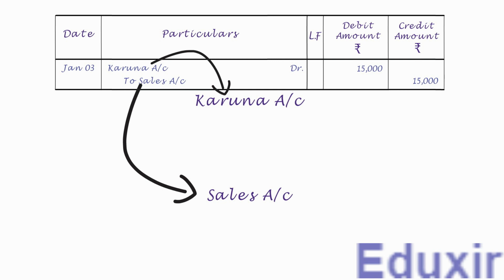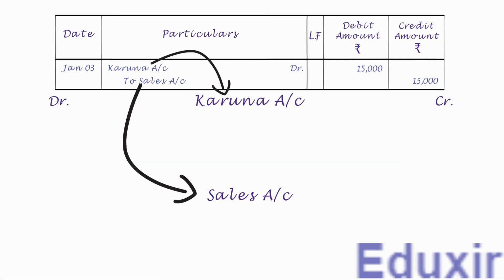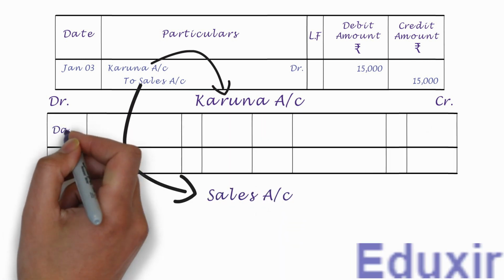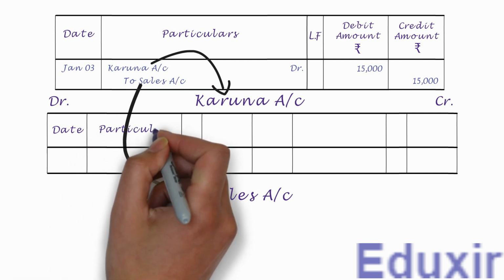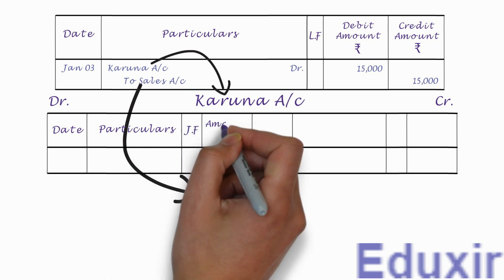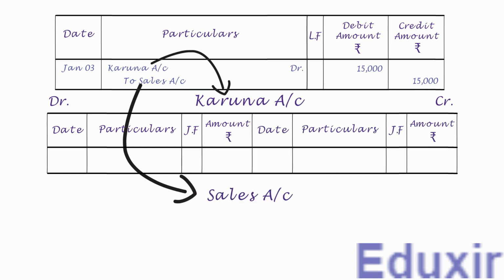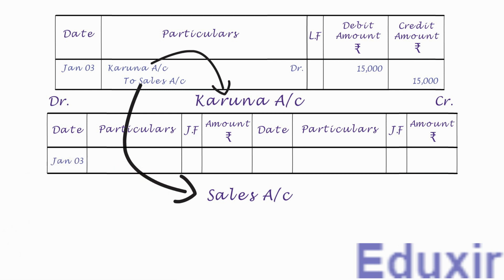Let us first draw the table format for the Karuna account. The title of the account is already there. Let us have DR and CR headers to designate the debit and credit sides respectively. Let us also have the columns date, particulars, journal folio, and amount on the debit side, and the same columns on the credit side also. Let us first enter the date. In the particulars column, we always prefix the content with To.